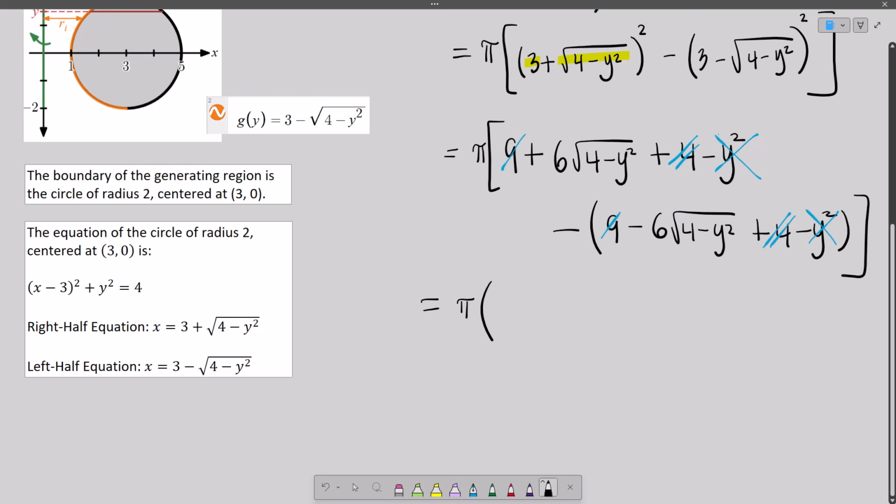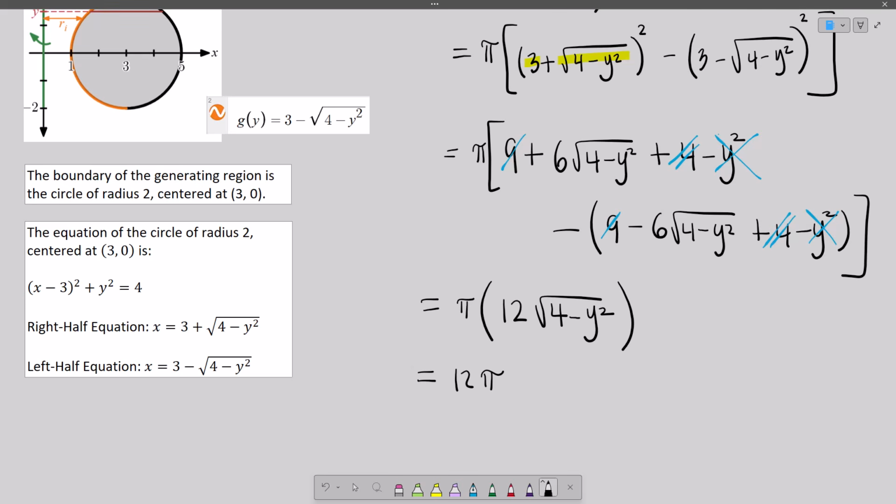So we don't have a lot left. We have 6 times the square root. Minus a minus is plus 6 times the square root. So we have 6 times the square root plus 6 times the square root, which is 12 times the square root. So we'll have 12 root 4 minus y squared. And that will be our area.